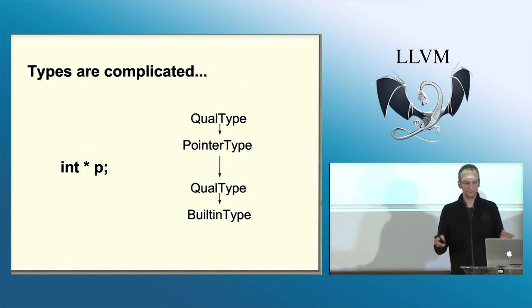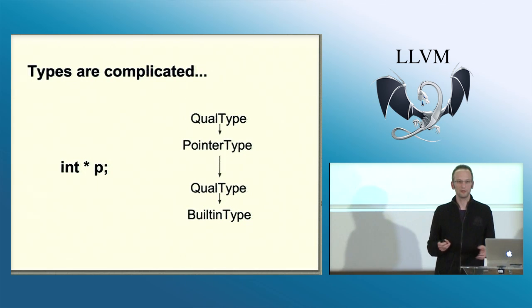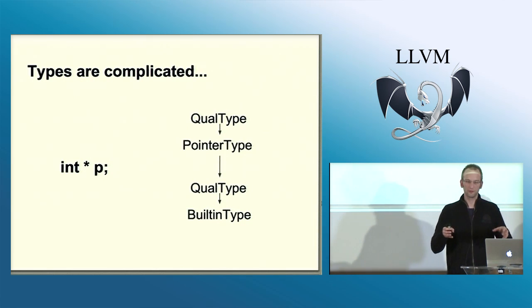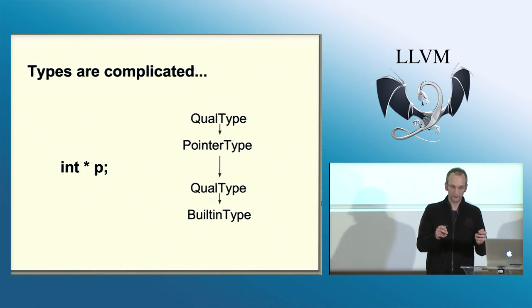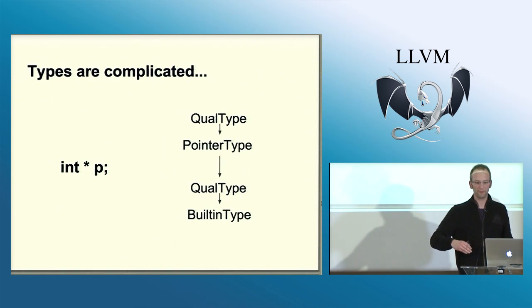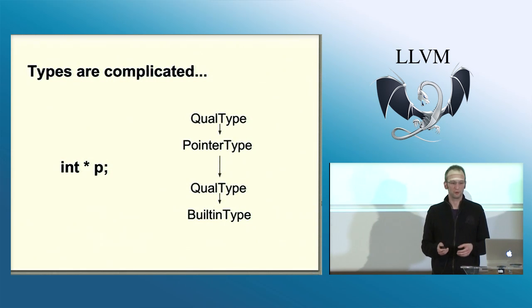And if you look at that for a simple example, like an int pointer, the int pointer basically is a qual type, which points to its type, which is a pointer type. And then you can traverse from that to the built-in type by going over the inner qual type, right?